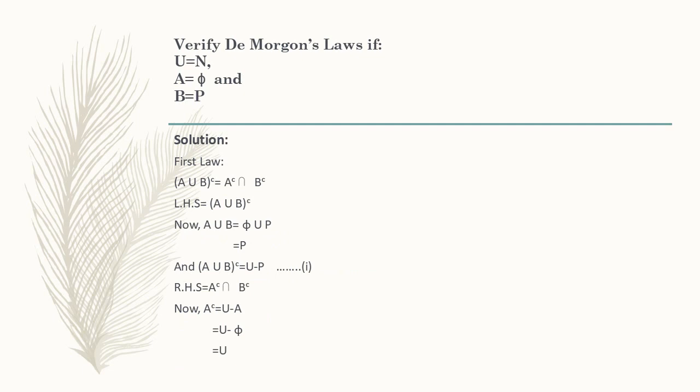Verify De Morgan's law. U is equal to the set of natural numbers, A is equal to the empty set and B is equal to the set of prime numbers. Solution. First law is the law of union. Here we write (A union B) complement equals A complement intersection B complement. First we take A union B. A is equal to the empty set, union the set of prime numbers. We write capital P, since the union is the set of prime numbers. And next the complement of A union B means U minus P.